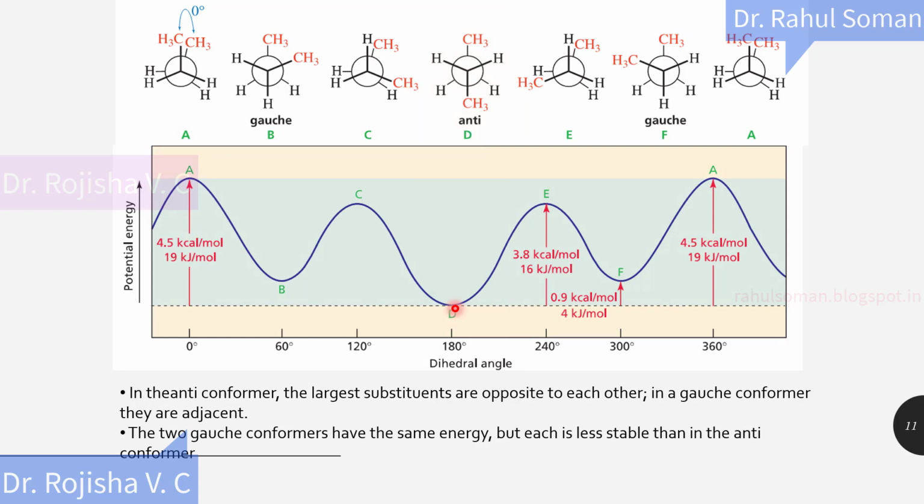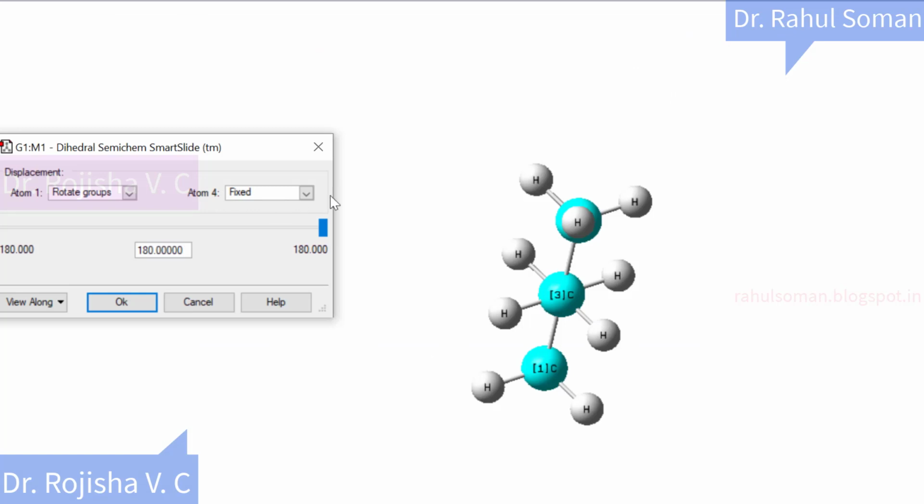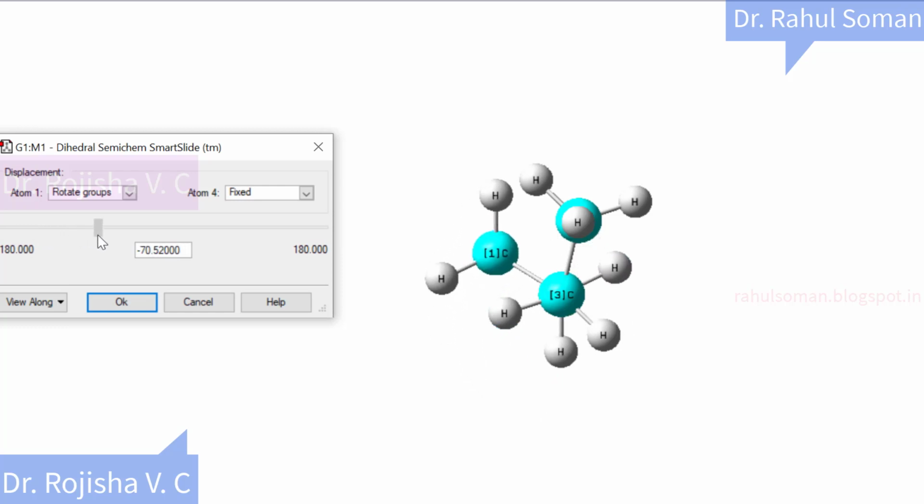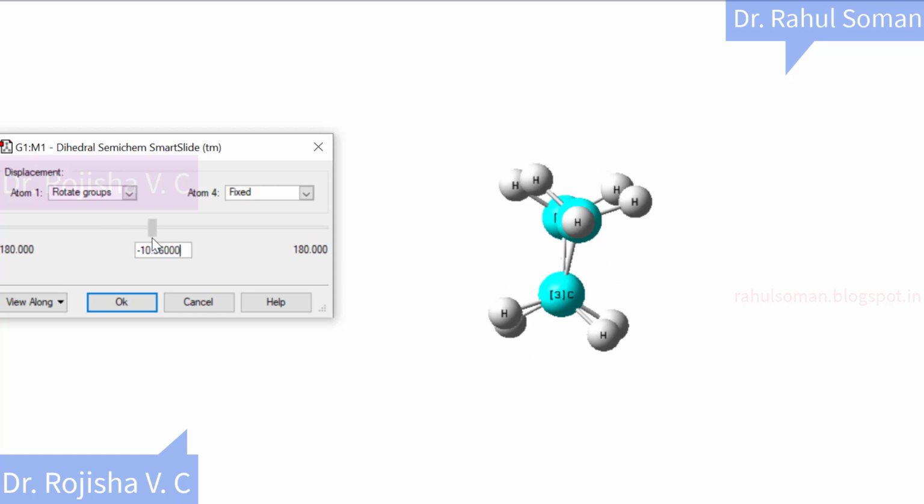If you repeat this to 360 degrees, the same will replicate. This is how the rotation is happening. At 300 degrees, then 360 degrees, it will again come back. So that is the higher energy state.